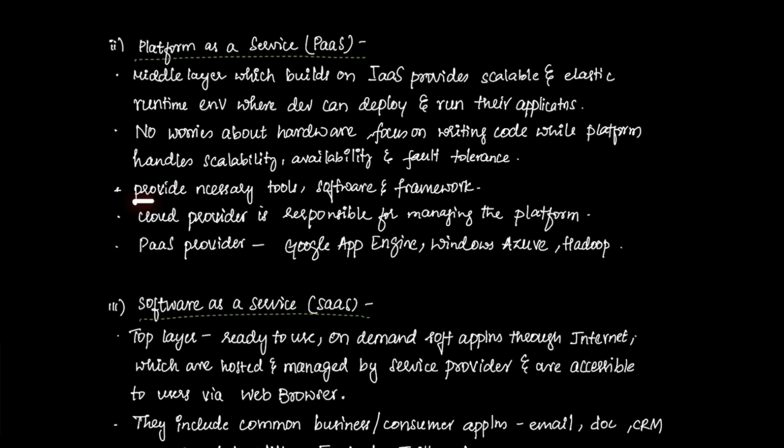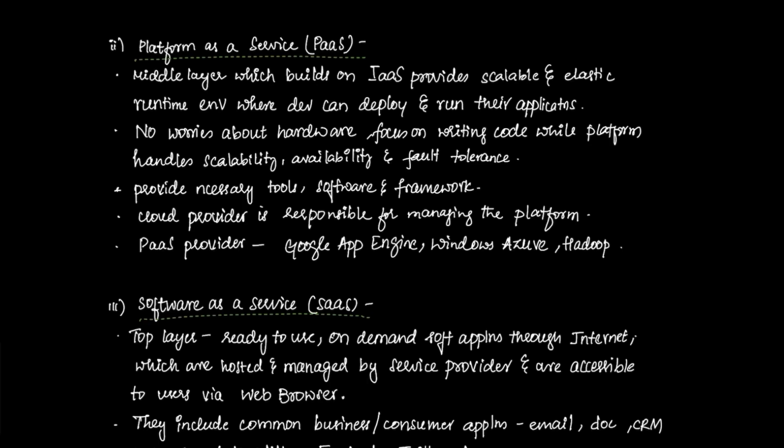Then it provides necessary tools, software, and frameworks. Because it is a middleware, platform as a service will help us to develop, test, and run applications. This layer abstracts much of the complexity of hardware management. The cloud provider is responsible for managing the platform, including the scalability and fault tolerance, which helps the developers not worry much about it, but focus on what is actually needed, like writing the code. Examples are Google App Engine, Microsoft Windows Azure, and platforms like Hadoop or Aneka that provide scalable environments for distributed applications.